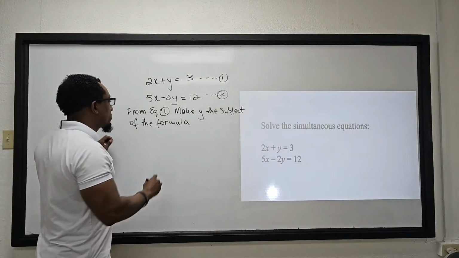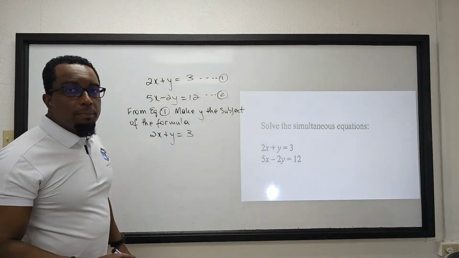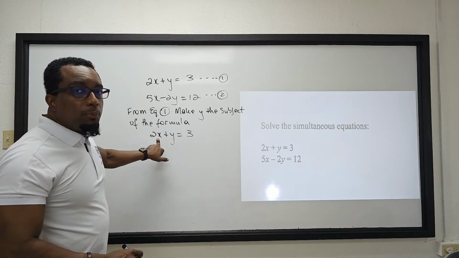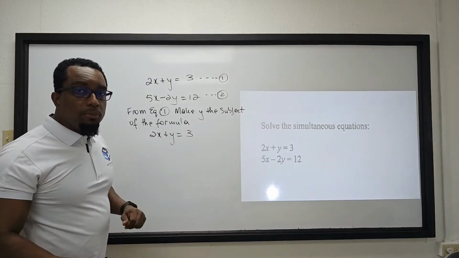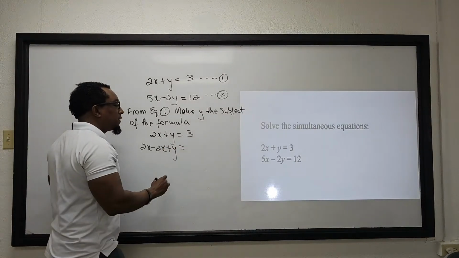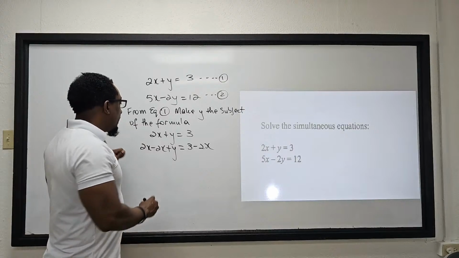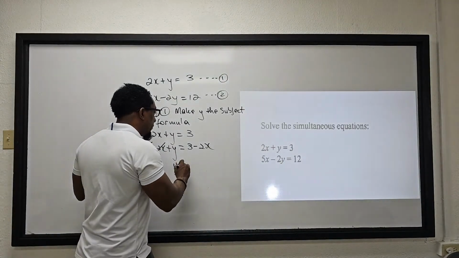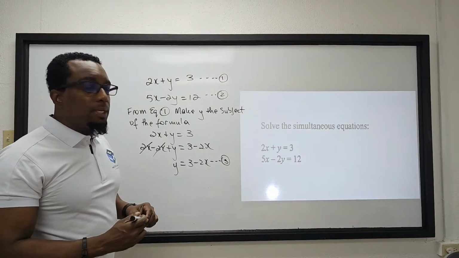So I have 2x plus y is equal to 3. Let me make y the subject of the formula. So to make y the subject of the formula, I'm going to remove 2x, and because it's positive 2x, I'm going to subtract 2x from both sides. So it's going to be 2x subtract 2x plus y is equal to 3 subtract 2x. So when my 2x on the left cancels out to become 0, y is now the subject, which is equal to 3 subtract 2x, and I'm going to call that equation 3.